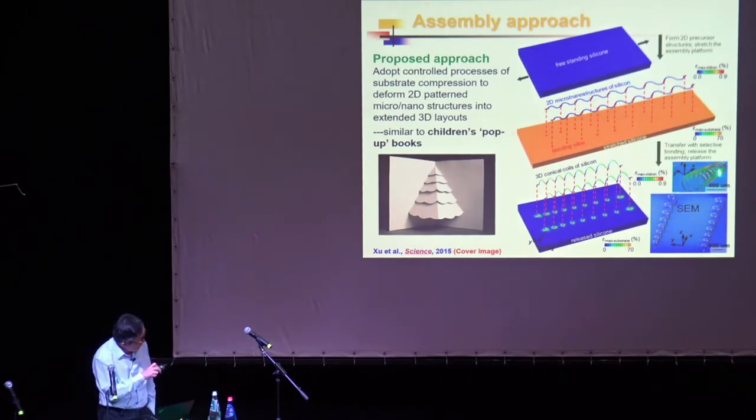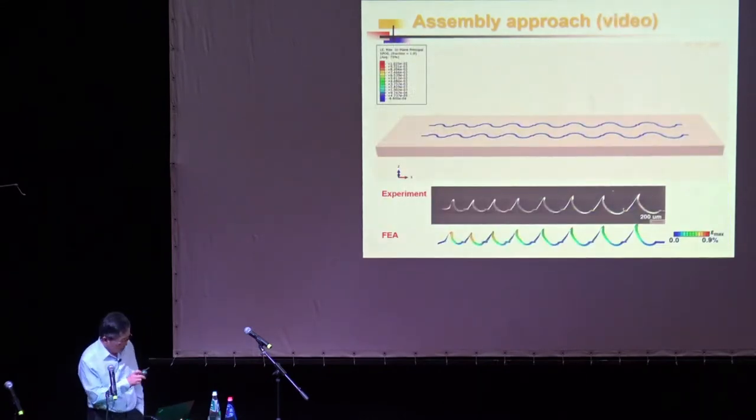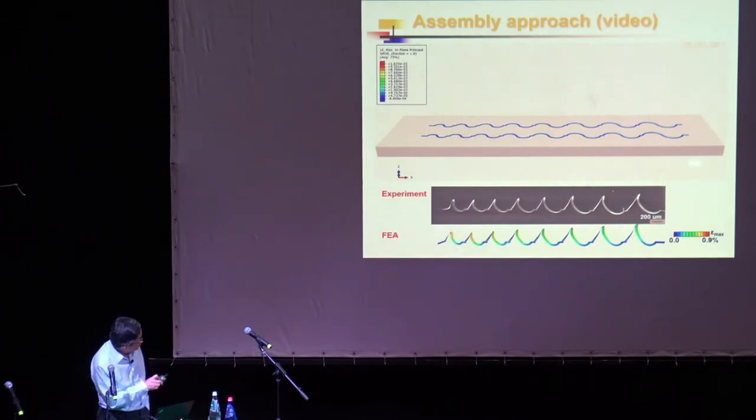So this is the mechanics prediction of the 3D coil shape. This is the experimental image, SEM. Let me use a video to illustrate this process. The transparent gear is the stretched silicon. The blue wavy ones here are the single crystal silicon. So, silicon on silicon. And those are the spots.